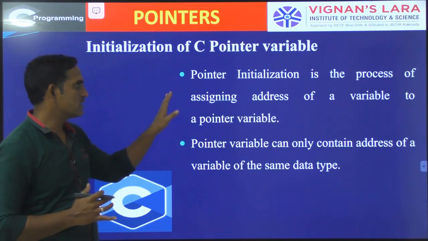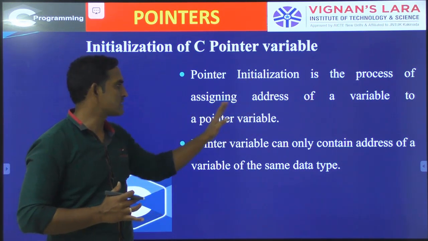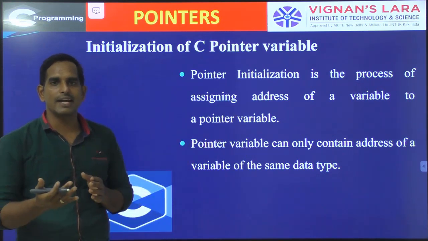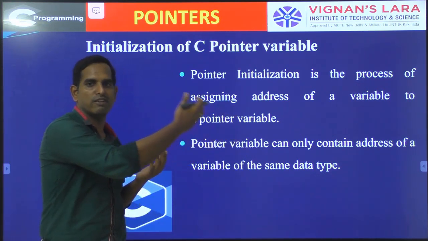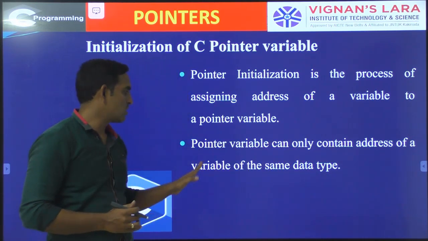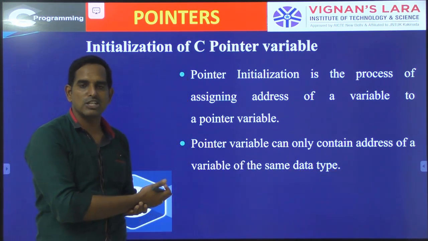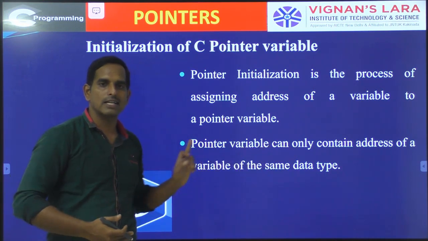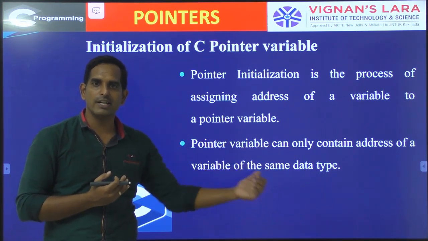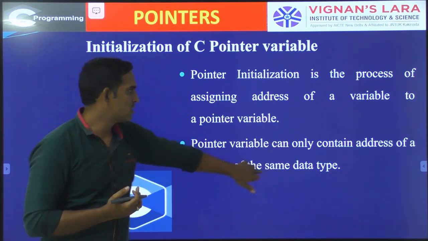Once after declaration, pointer initialization. Pointer initialization is a process of assigning the address of a variable to a pointer variable. Once after declaring, you can assign the address of a variable to the pointer. So a pointer variable can only contain the address of a variable of the same data type. As I told you, if it is an integer pointer, it can contain the address of only an integer variable. If it is a floating point pointer, it can contain the address of only a floating point variable.